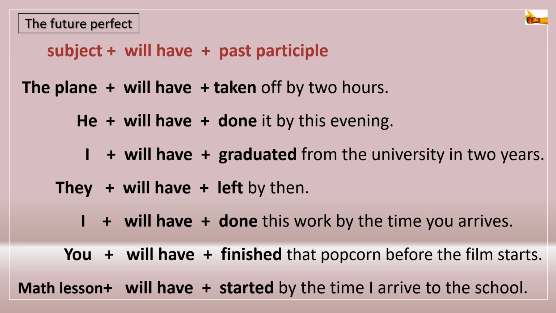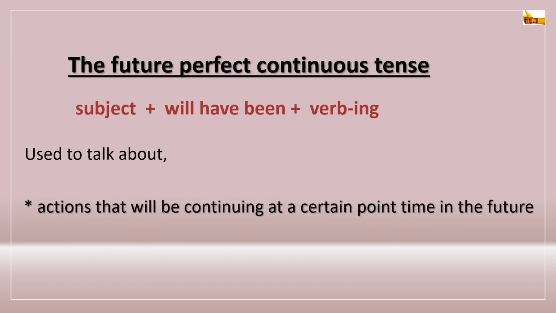The plane will have taken off by 2 hours. He will have done it by this evening. I will have graduated from the university in 2 years. They will have left by then. I will have done this work by the time you arrive. You will have finished that popcorn before the film starts. Math lesson will have started by the time I arrive at the school.